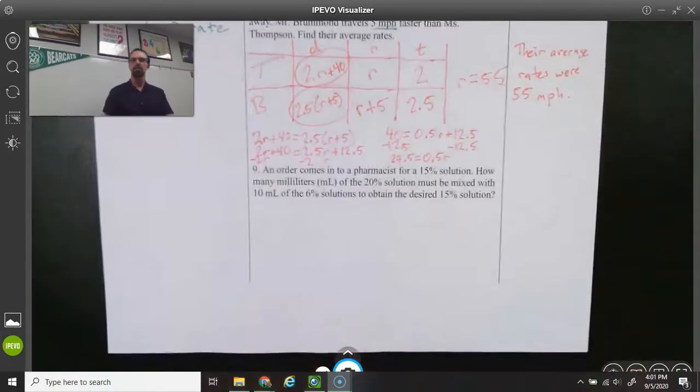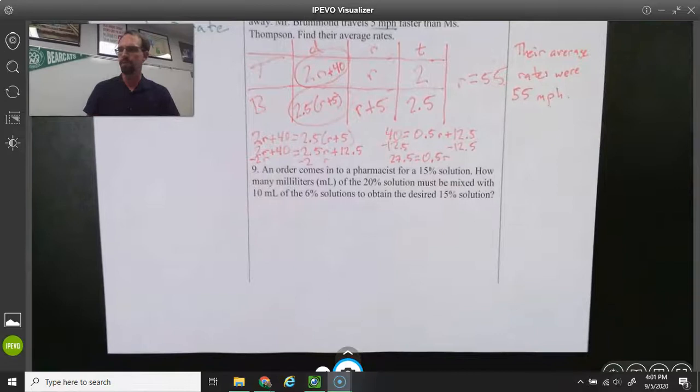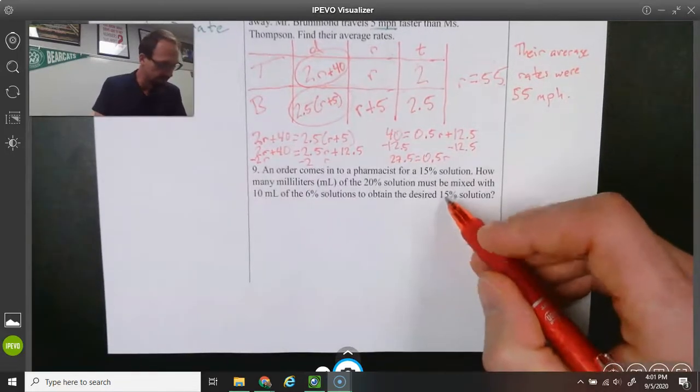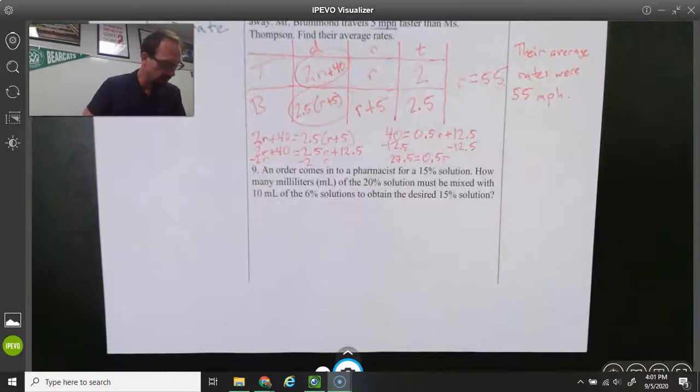This next one. An order comes into a pharmacist for a 15% solution. How many milliliters, mL, of the 20% solution must be mixed with 10 milliliters of the 6% solution to obtain the desired 15% solution? So our goal here is to get a 15% solution, and we have a 6% and a 20%.